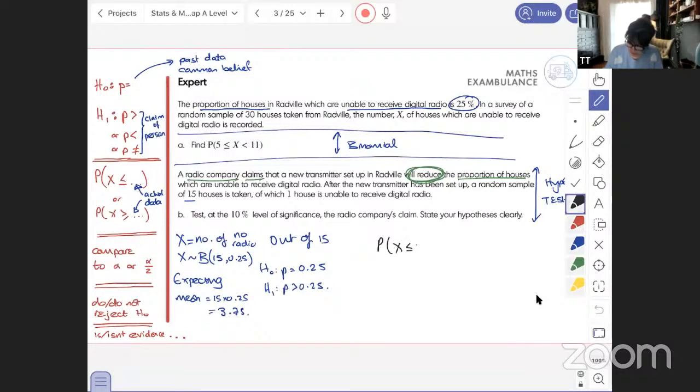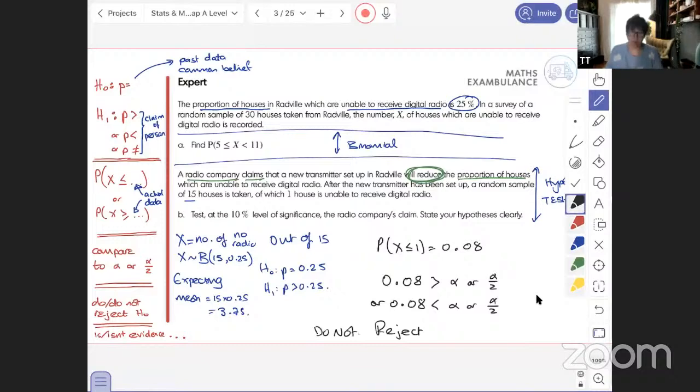Probability that x is less than or equal to 1 equals 0.08. Right. What I'd like you to put on your screen now is the comparison with alpha, or alpha over 2. So it's going to say one of these, and then put reject H0 or do not reject H0. I want to see the comparison and then do or do not reject H0.